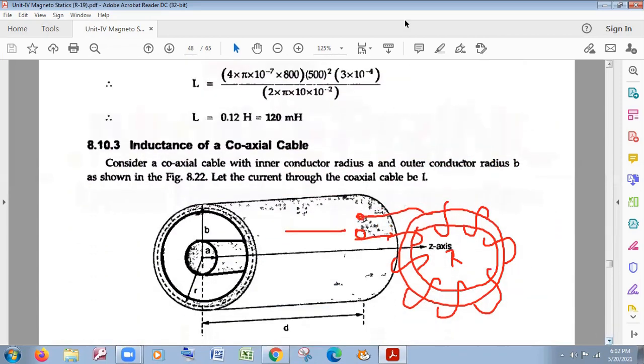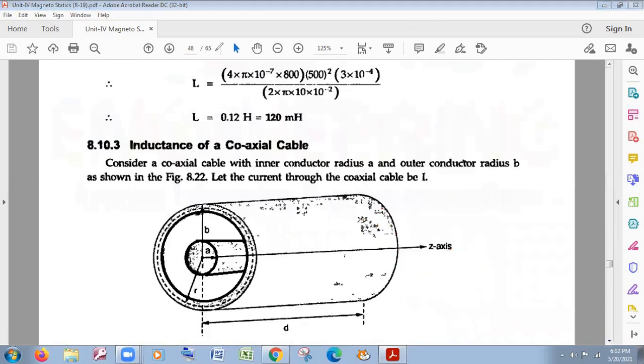Next is the inductance of the coaxial cable. Consider a coaxial cable with an inner conductor of radius a and an outer conductor of radius b, and a Gaussian surface is there. The coaxial cable distance is d along the Z axis.